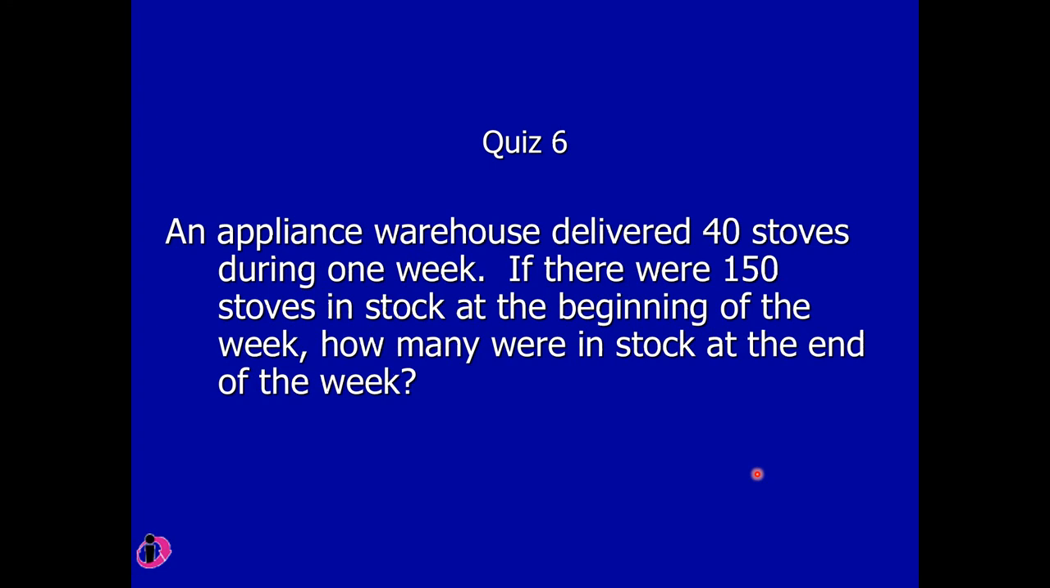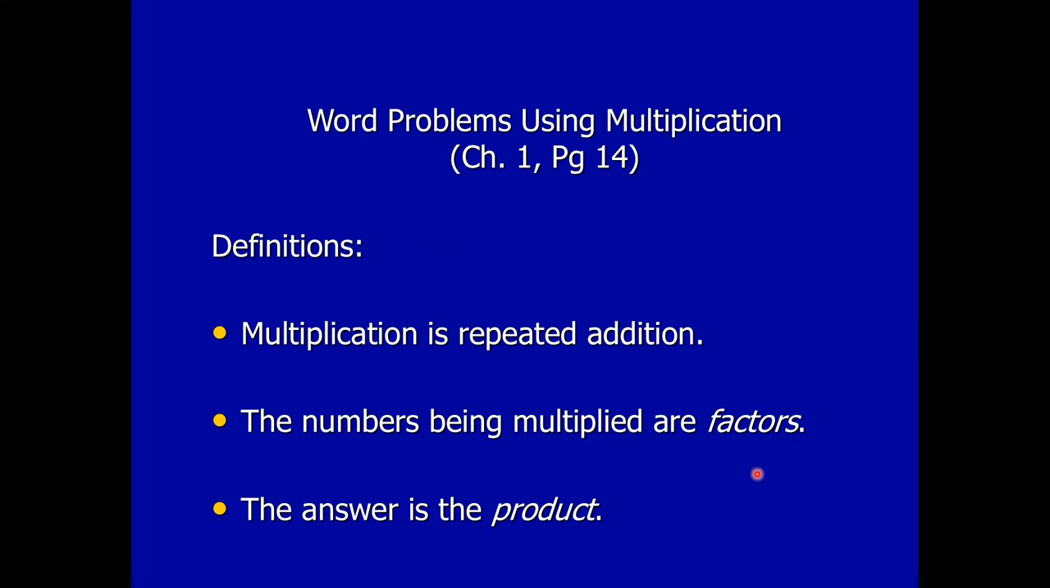Next problem, an appliance warehouse delivered 40 stoves during 1 week. If there were 150 stoves in the stock at the beginning of the week, how many were in the stock at the end? Again, subtraction, right? Because they started with 150, and during the week they supplied 40, and they are left with 150 minus 40, which is 110, right?